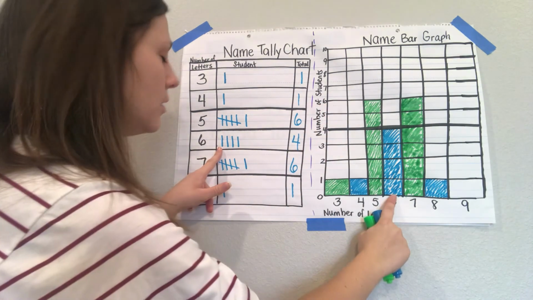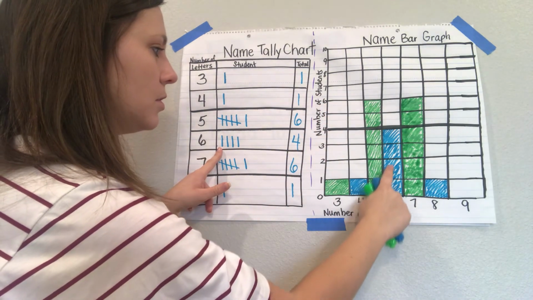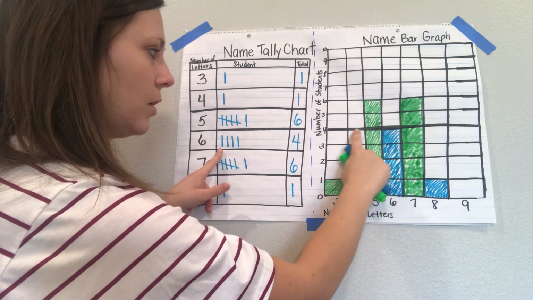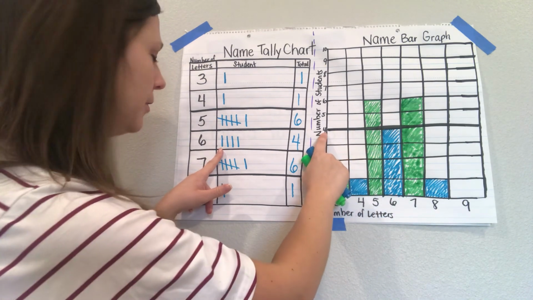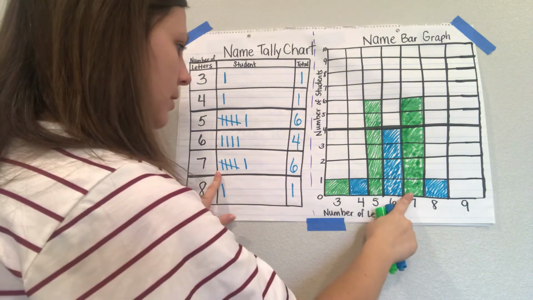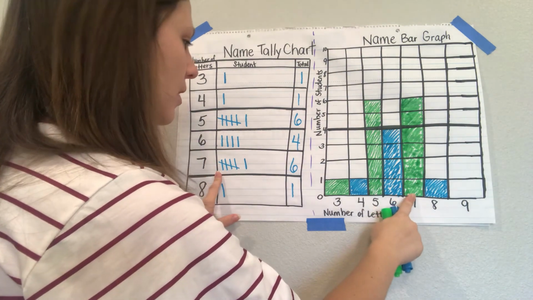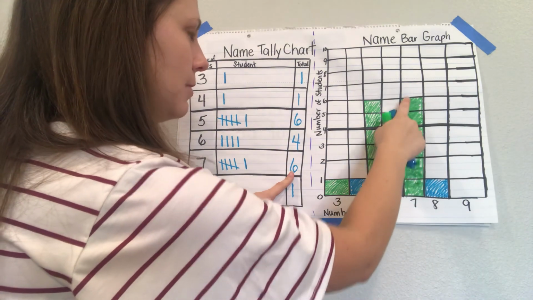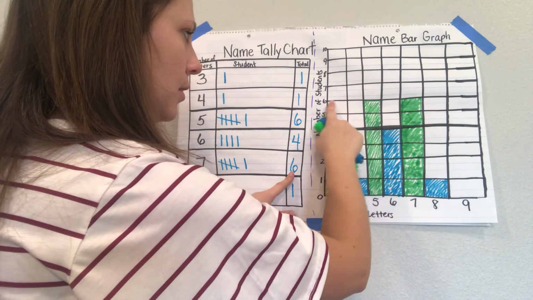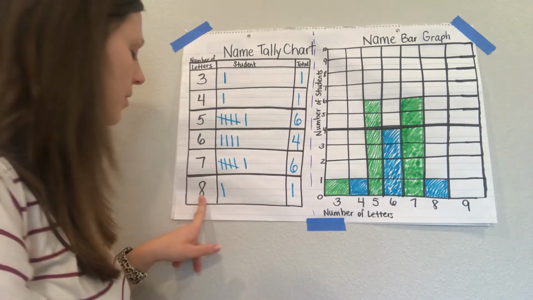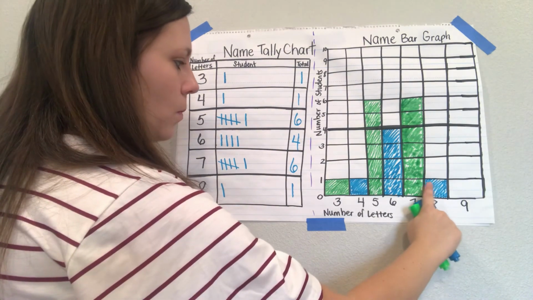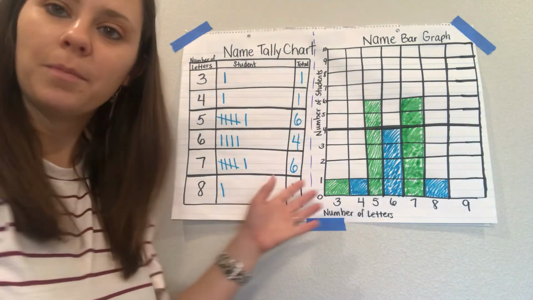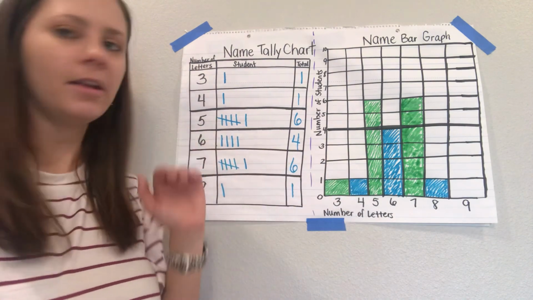With 6 letters in their name, we had 4 students. 1, 2, 3, 4. Go to the top, take your finger across. Oh, it's at 4 also. With 7 letters in their name, we had 6 students. 1, 2, 3, 4, 5, 6. It matches up with 6. And then with 8 letters in their name, we had 1 student. So our bar graph is correct, and we have our tally chart here.